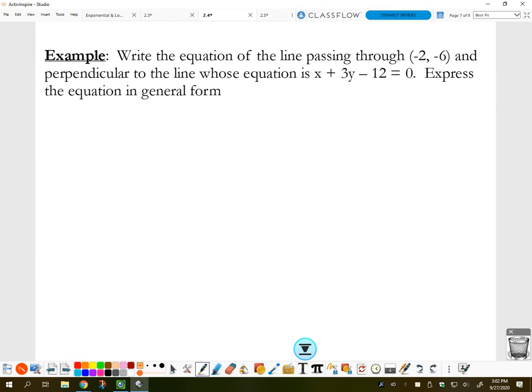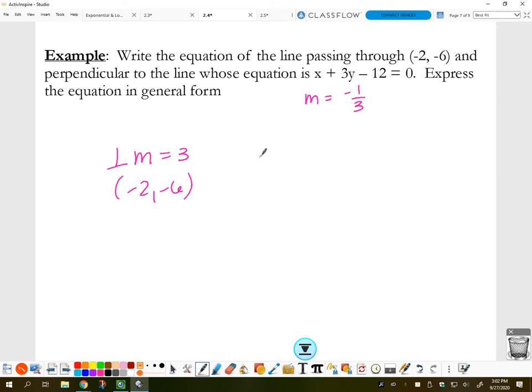Alright, so now can you write the equation of a line that goes through (-2, -6) and is perpendicular to this line? Alright, so this line has a slope of -1/3. So my line has a slope of 3. And we're going to use (-2, -6).